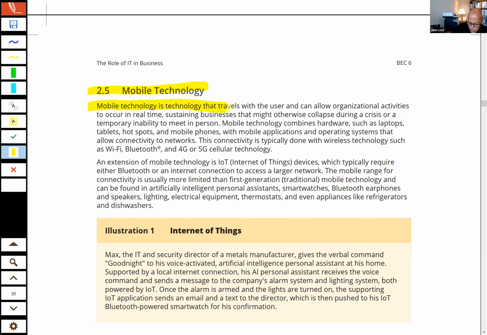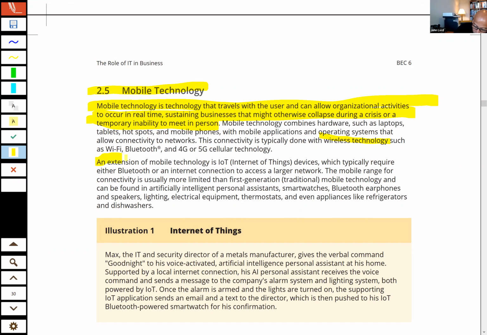Mobile technology travels with the user and can allow organizational activities to occur in real time, sustaining business that might otherwise collapse during a crisis or temporary inability to meet in person. Do you think we need that kind of stuff? That's really how we kept afloat during the pandemic, right? And it often relies on what? On wireless technology. You think? I mean, all of this stuff, we're like, of course, okay?